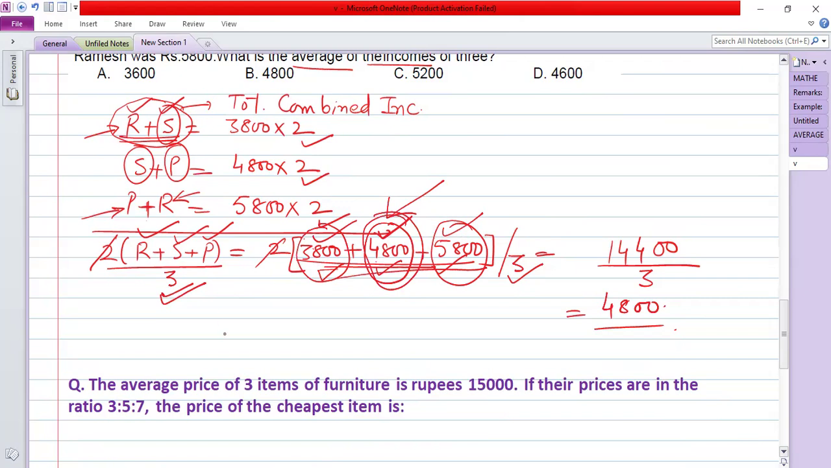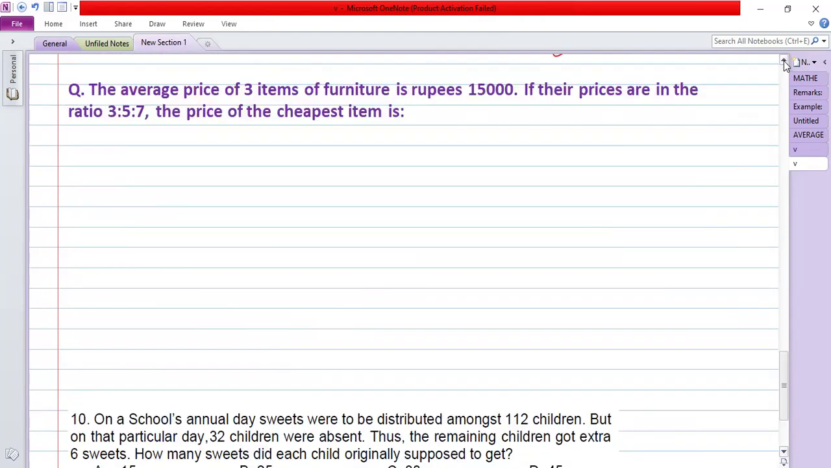Actually, there is no need to go by this. The three terms are 3800, 4800, and 5800. These are in AP because the difference is of 1000. So obviously, the middle term will be the average term. That's why 4800.